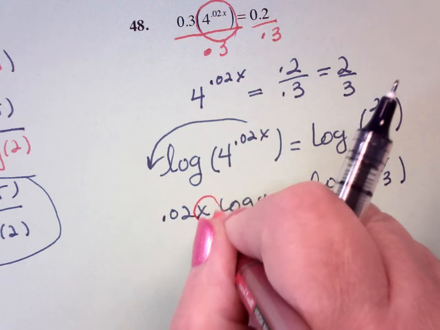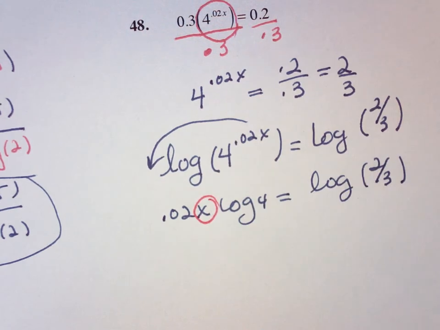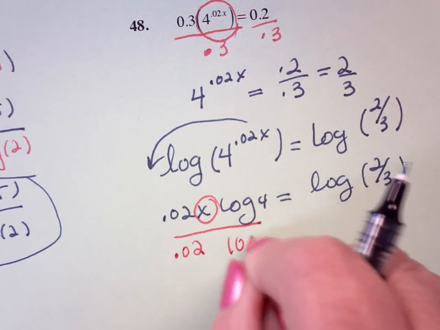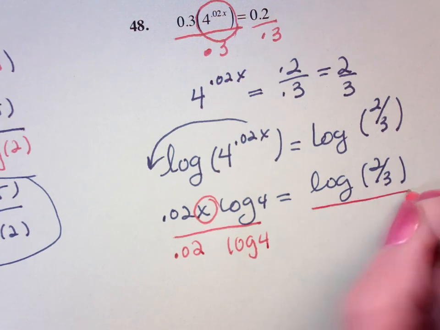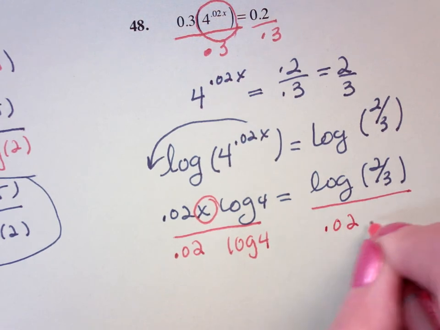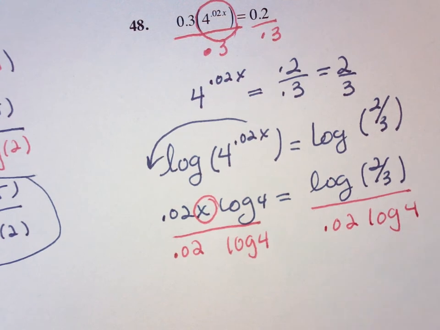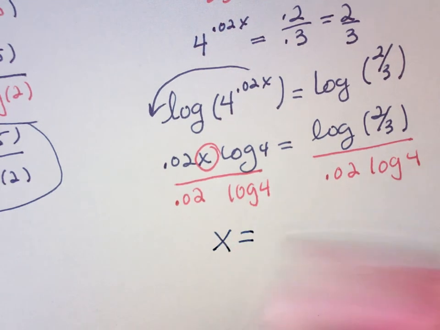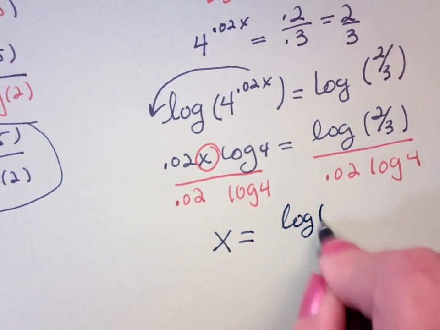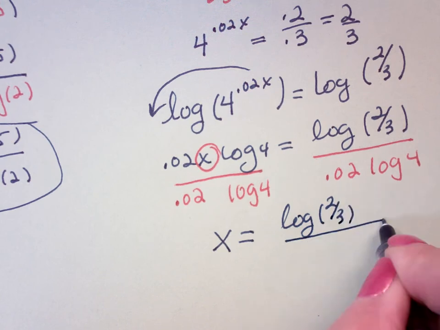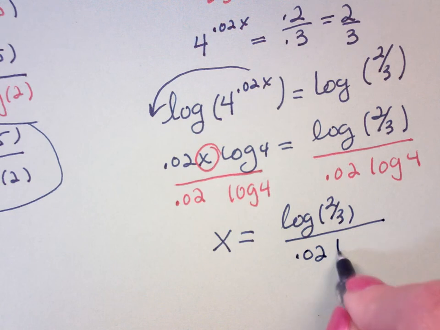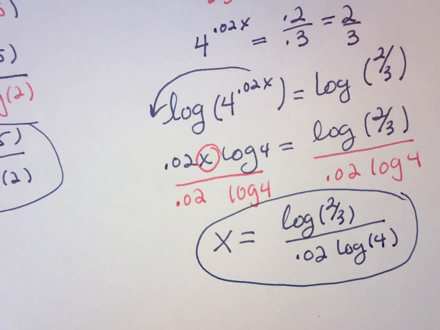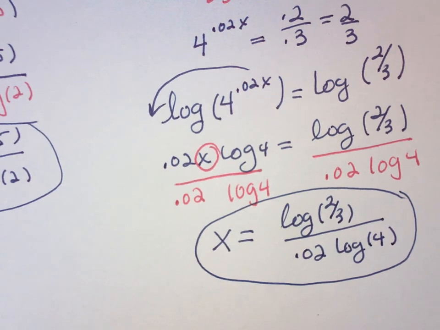Now I only need the x. Since I only need the x, I'm going to get rid of the 0.02 and the log of 4, because that's a decimal number, which means that x is the log of 2/3 divided by 0.02 times the log of 4. That again is an exact answer. And I can calculate it out with my calculator if I like.